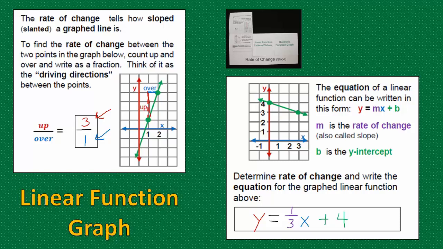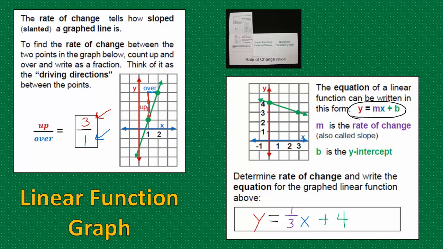Looking at the right, we continue on. The equation of a linear function can be written in this form: y is equal to mx plus b. M is the rate of change, which is also called slope, and b is the y-intercept, which is where the graphed line intercepts the y-axis.